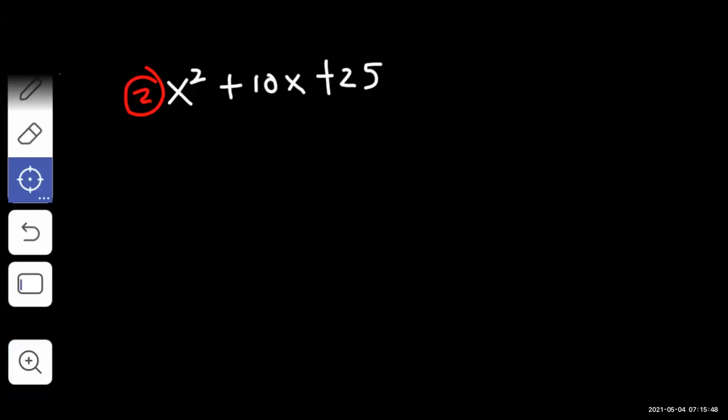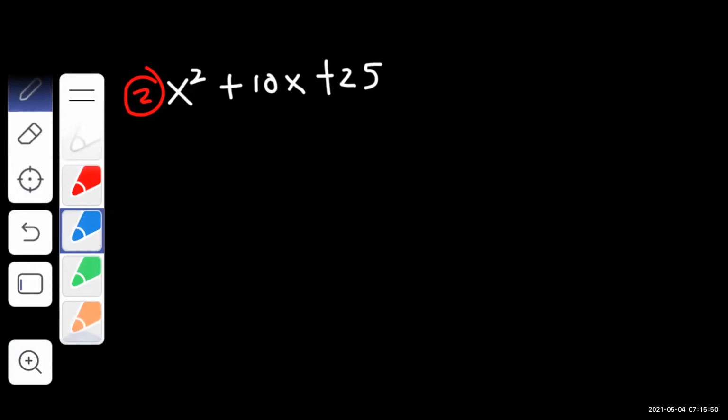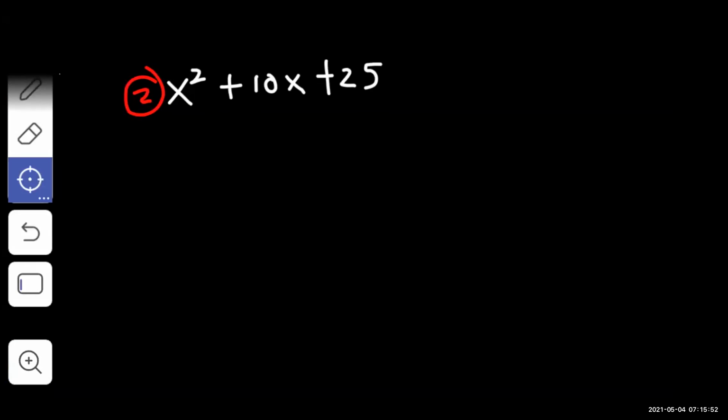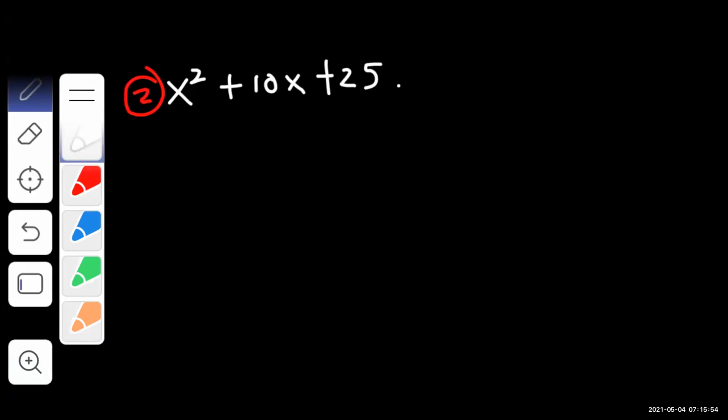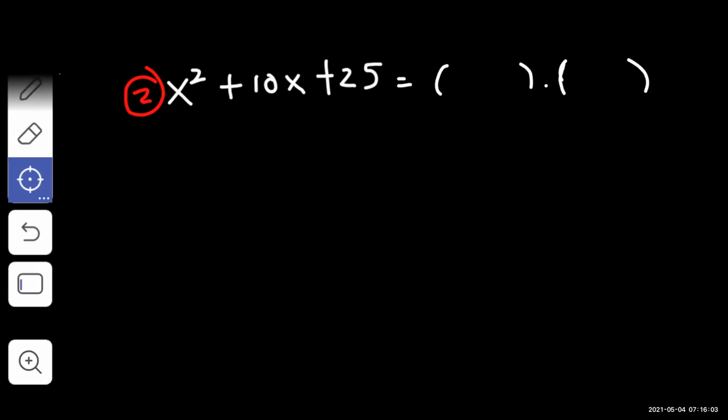Alright, let's have a look at another one. x squared plus 10x plus 25, and I need to represent this as a multiplication. What is going to be that multiplication? Okay, this is a binomial multiplying another binomial, but I don't know what the numbers are. So let's use the big X method. But Mr., how do you know that you can use the big X method?